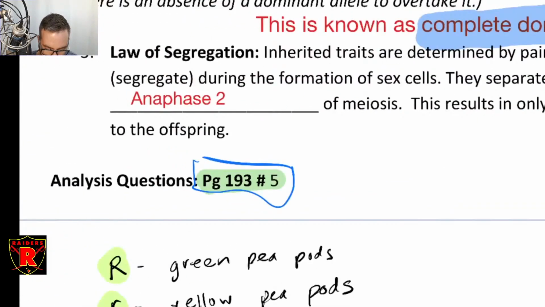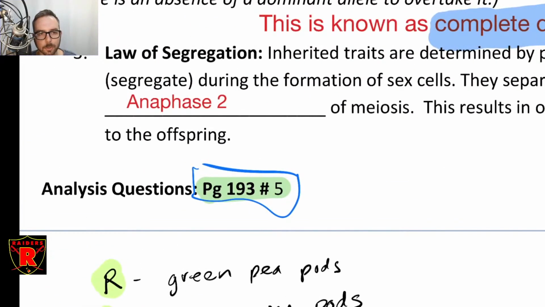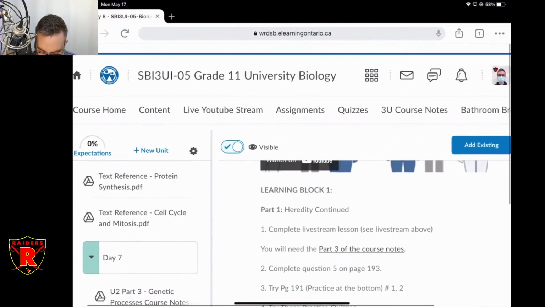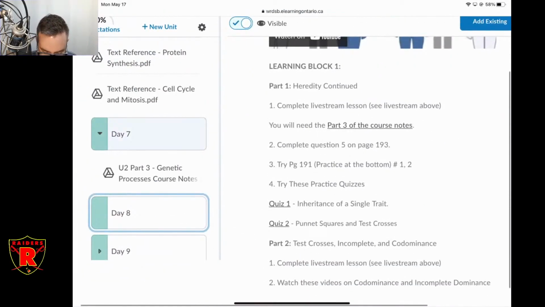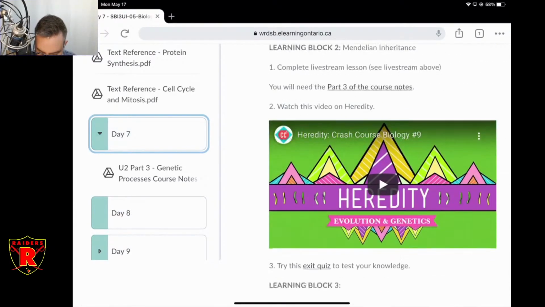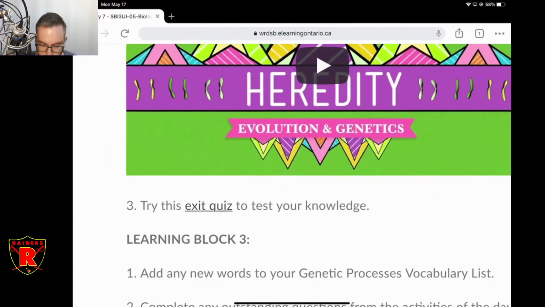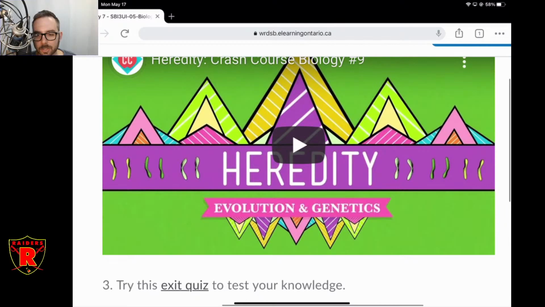And then I'm going to give you the opportunity to work on the questions for this part, which is page 193, number 5. You should also consider, once you're done, trying the practice quiz, which is on day 7 here at the bottom, this EXA quiz, and watch this little video. Okay, you may have to do some of this stuff during block 2, which is fine.